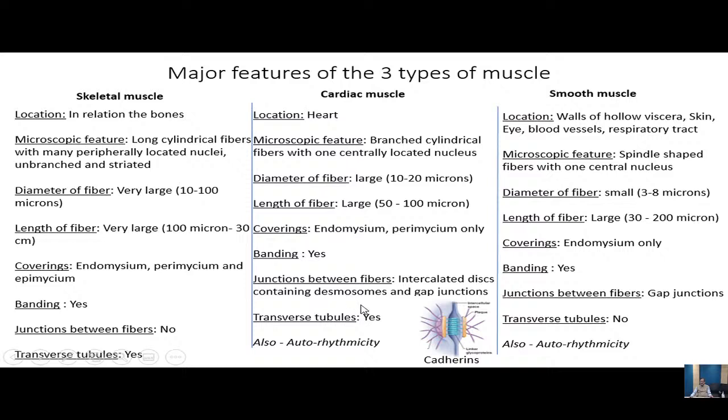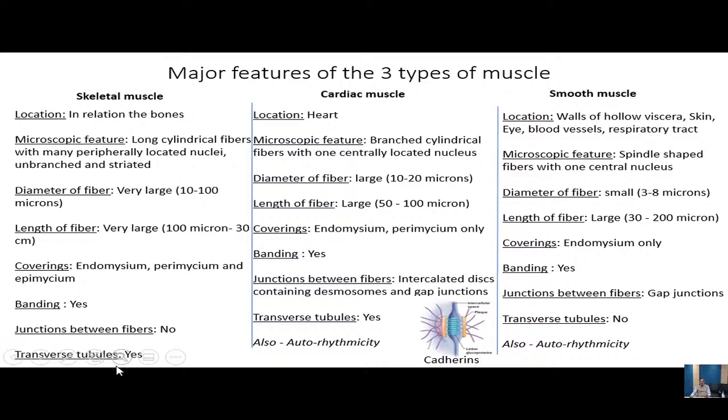So desmosomes and gap junctions are actually communicating channels between cells. If one cardiac muscle fiber is excited, it will pass on the excitation to other cardiac muscle fibers through these gap junctions, which are present at the region of the intercalated discs. Now, the junctions between the smooth muscle fibers also have gap junctions, but they don't have these intercalated discs or desmosomes. So they are also able to contract together by transmitting excitation from one fiber to the other.